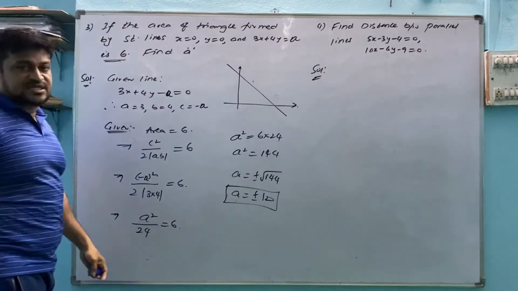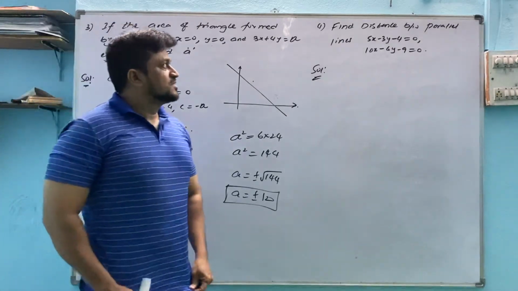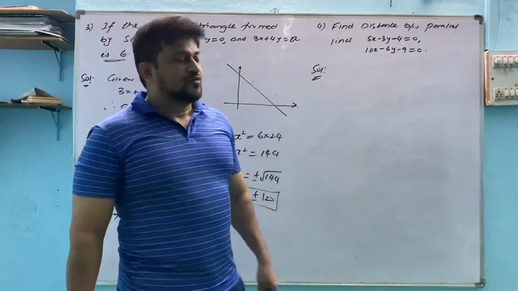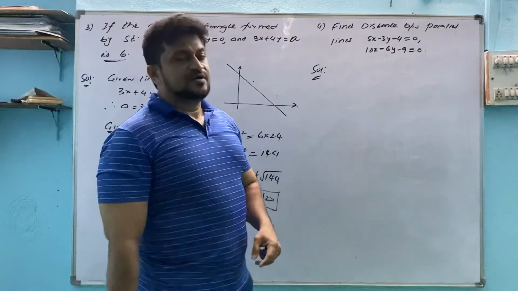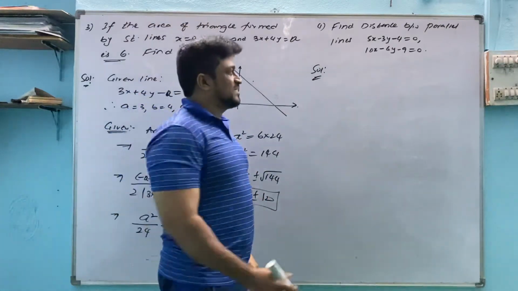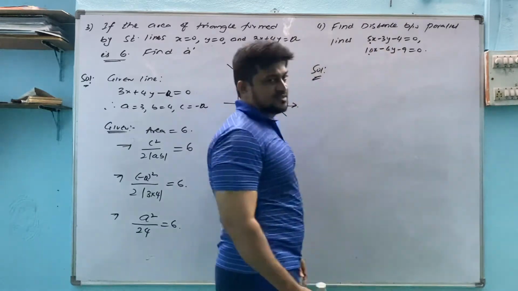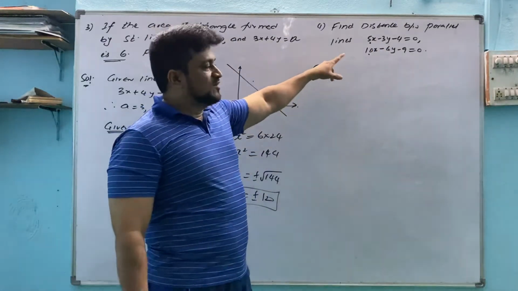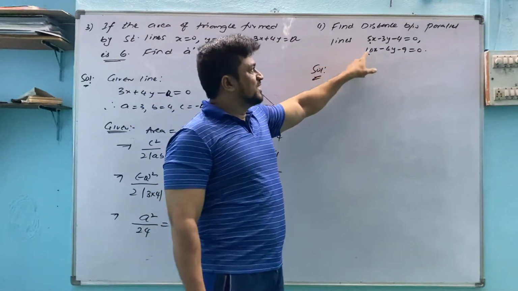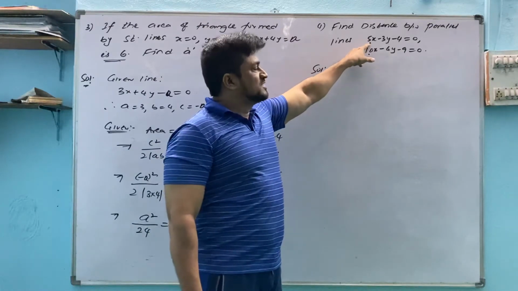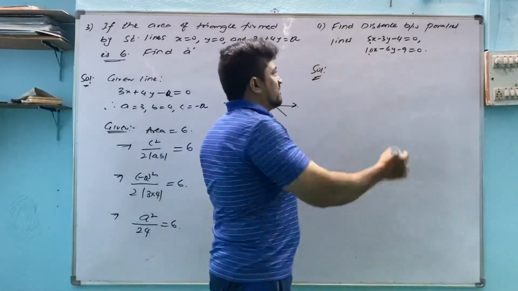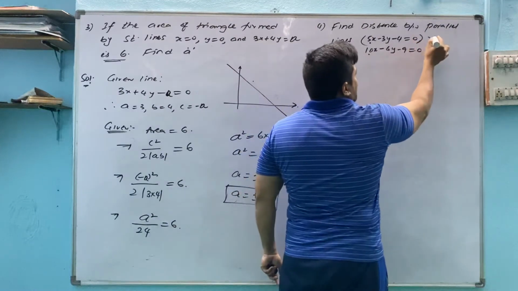To find the distance between parallel lines, you first have to make the first two terms equal. That means this is 10, and you have to make this one also 10. The bigger value is 10, so how can we make this one 10? 5 multiplied by 2 becomes 10. So we have to multiply this whole equation by 2.